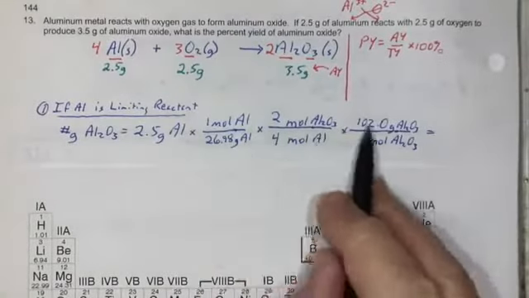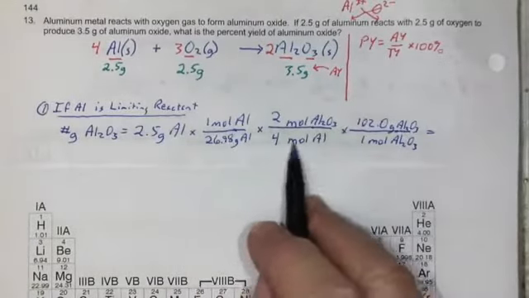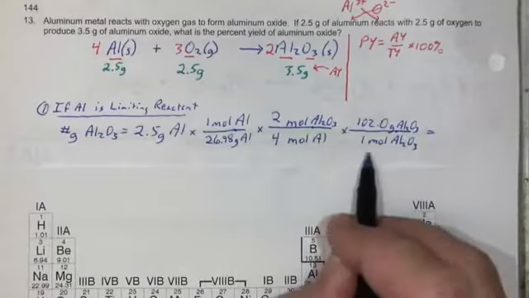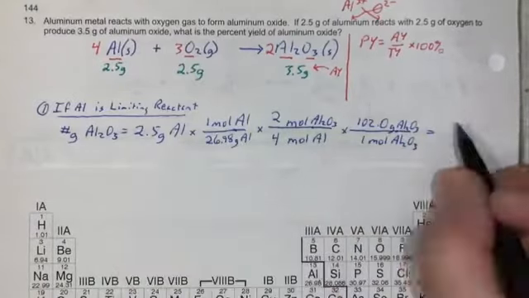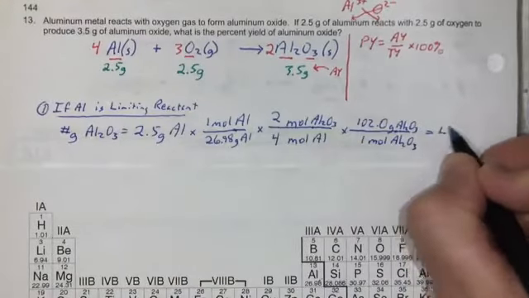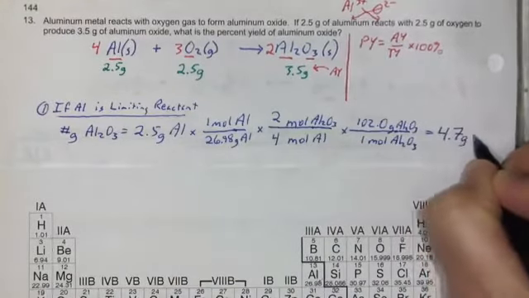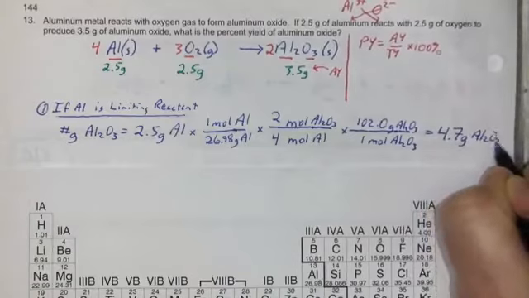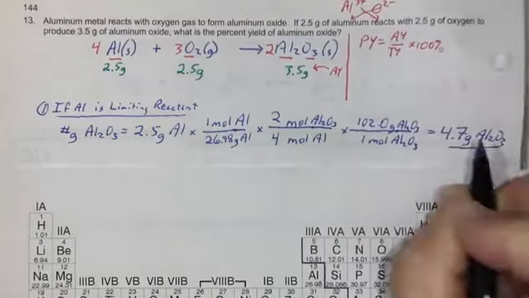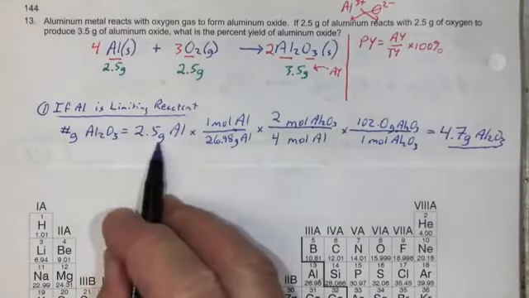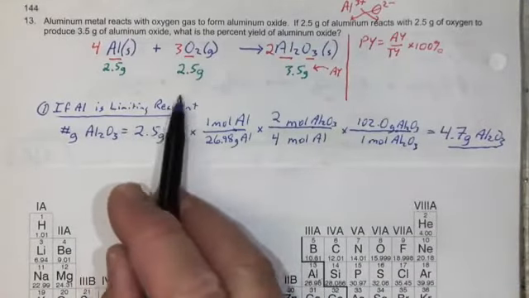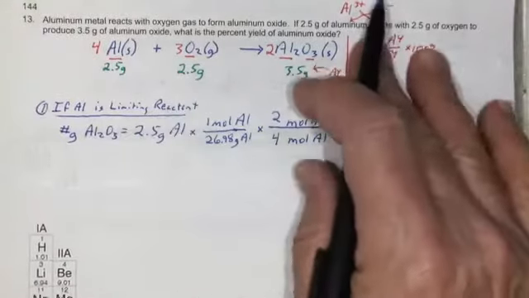Now, everything in the numerator we multiply, everything in the denominator we divide, we ignore the ones. Be sure you calculate this out so that you're getting the correct answer. I'm limited to 2 significant figures, so to 2 significant figures I get 4.7 grams of Al2O3. That's the most aluminum oxide that you could get if aluminum limits us. But we have to consider the other possibility. We have to consider the possibility that oxygen is the limiting reactant.